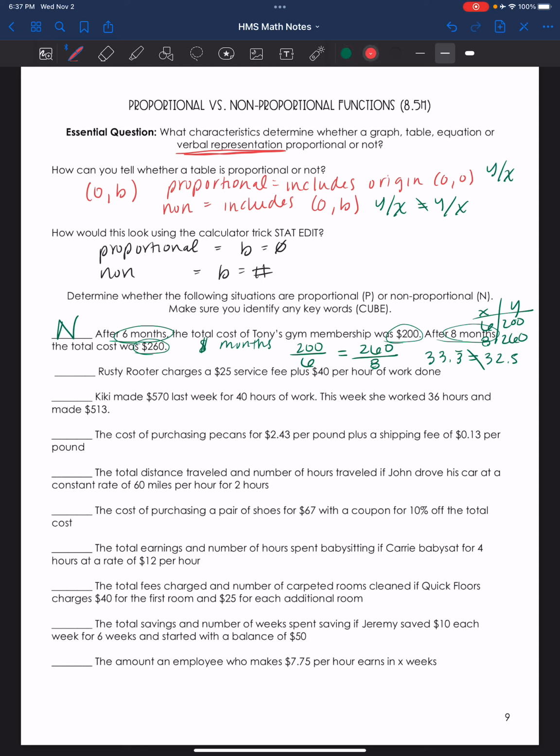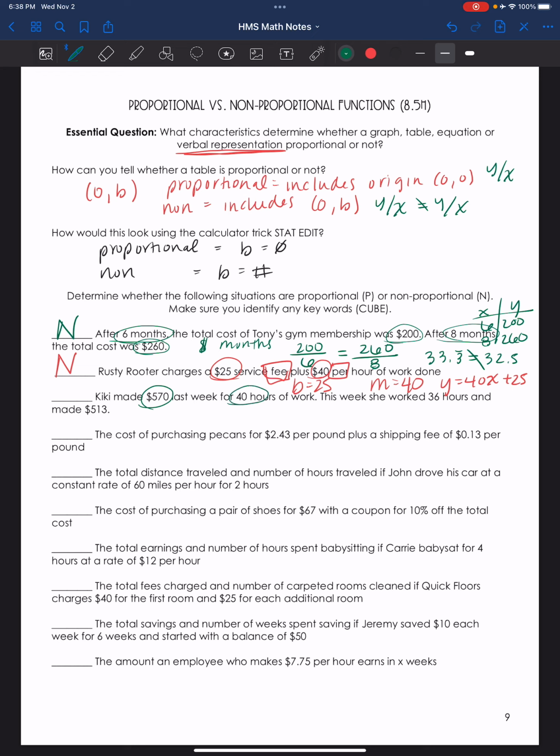Cool. Next problem. Rusty Rooter charges a $25 service fee. Here's that keyword fee. So I already know that B equals 25, which should tell me that it's not proportional automatically. And $40 per hour. So M equals 40. My multiplicative is 40 because of the word per. So my entire equation would be y equals 40x plus 25. Easy.